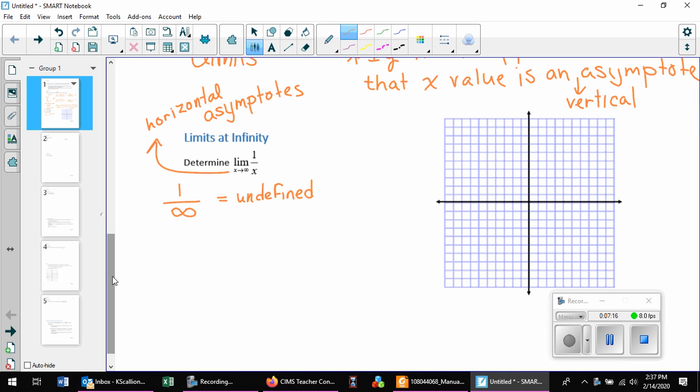So, can we do the two different types of asymptotes? If we were looking at finding my vertical asymptote, what would the limit be that I'm approaching? 0.